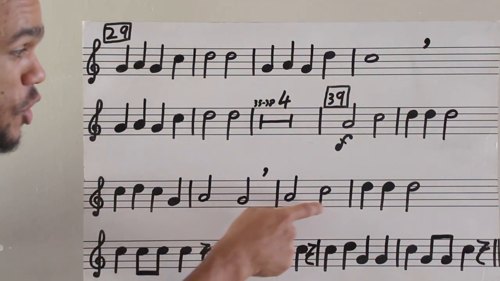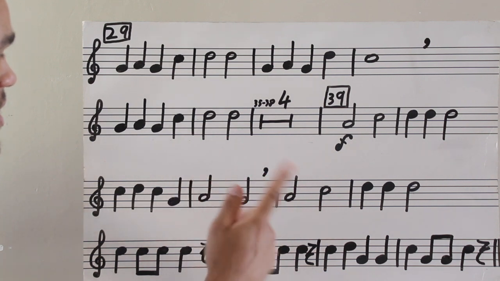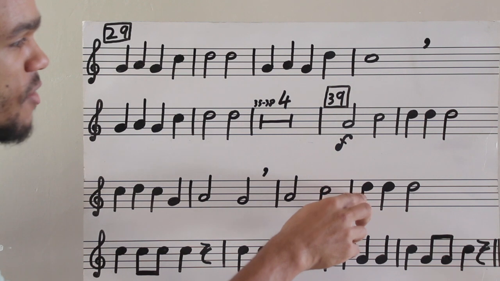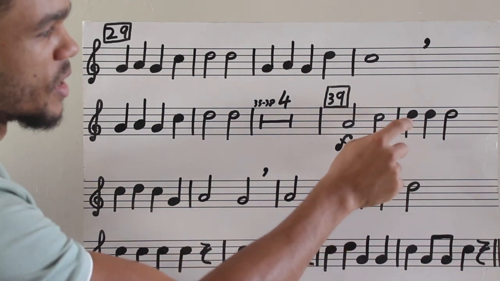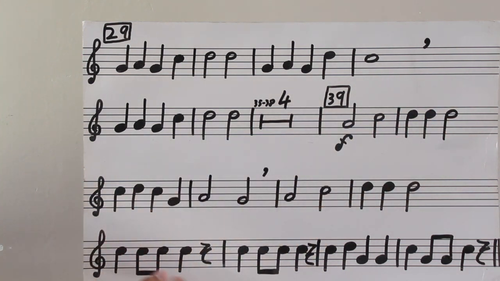All right, so I kept on going. Why? Because it's pretty straightforward that we're repeating the same pattern over and over again. So right over here, we have our D, D, D. The same thing we had over here. D, D, D. Then now we're going to change the rhythm a bit.